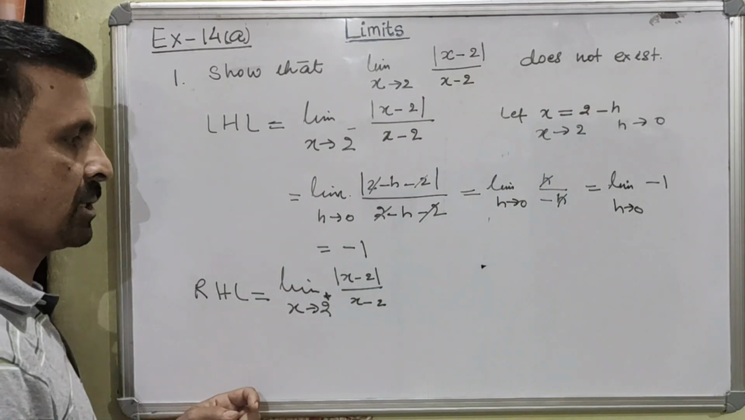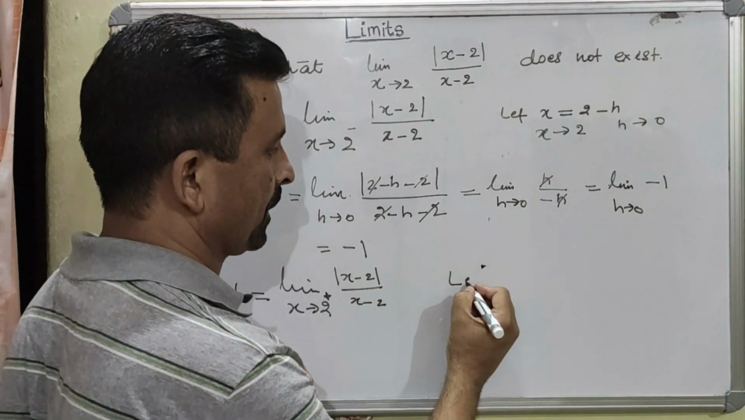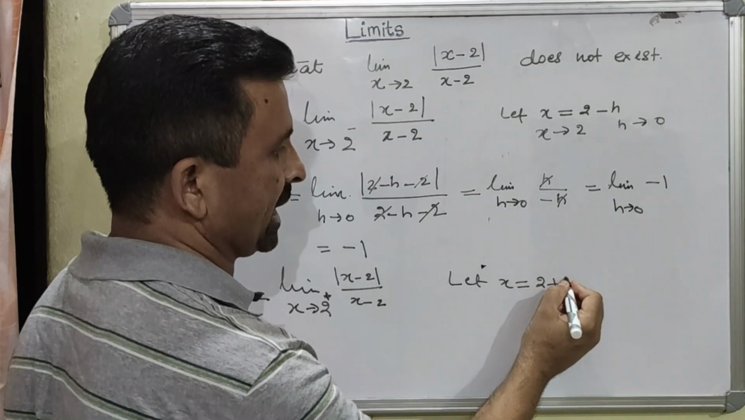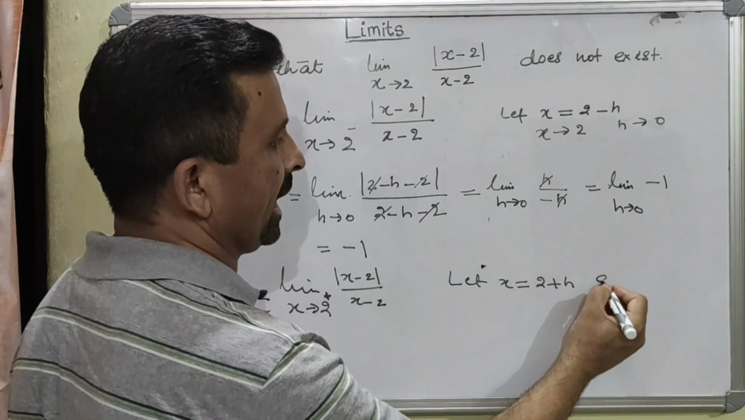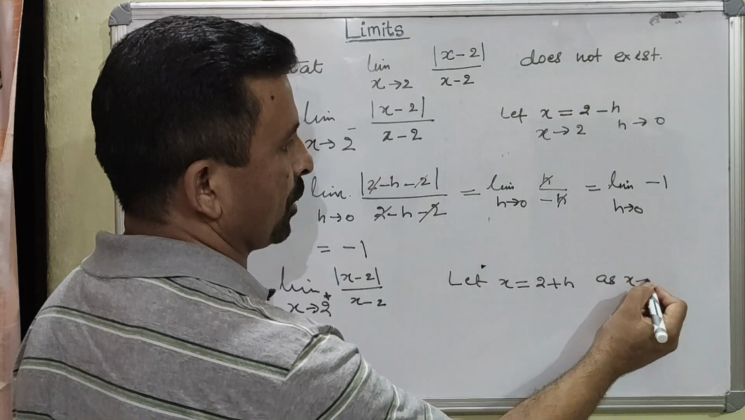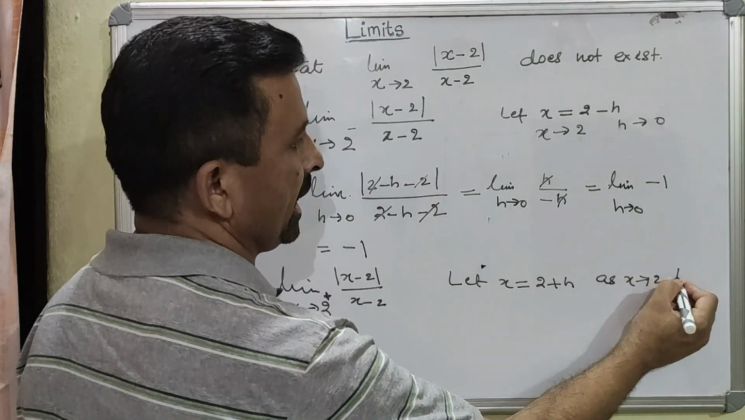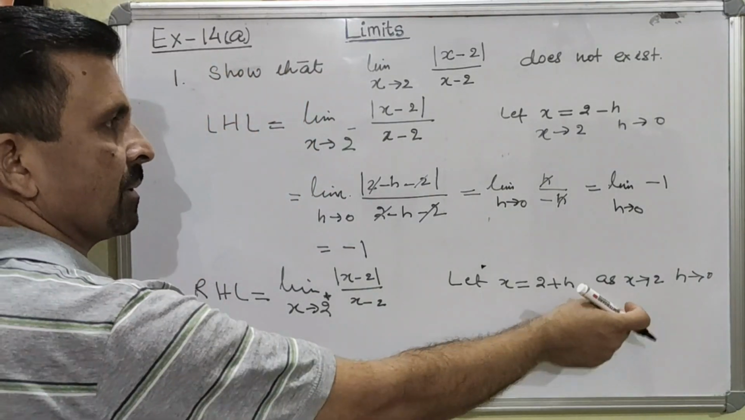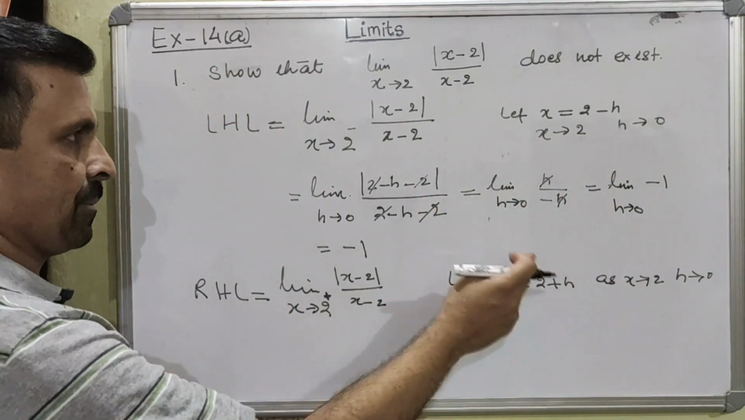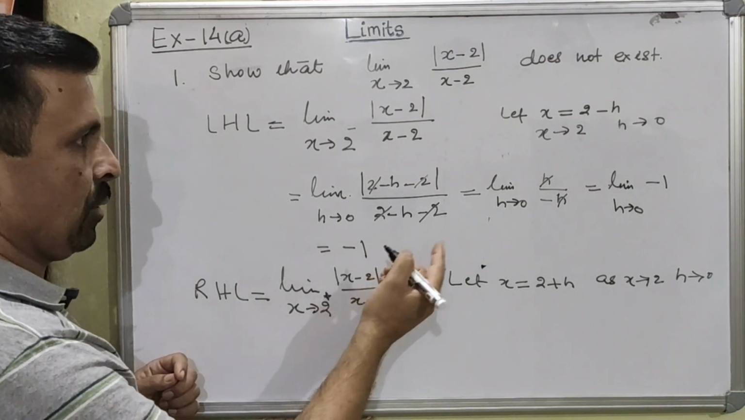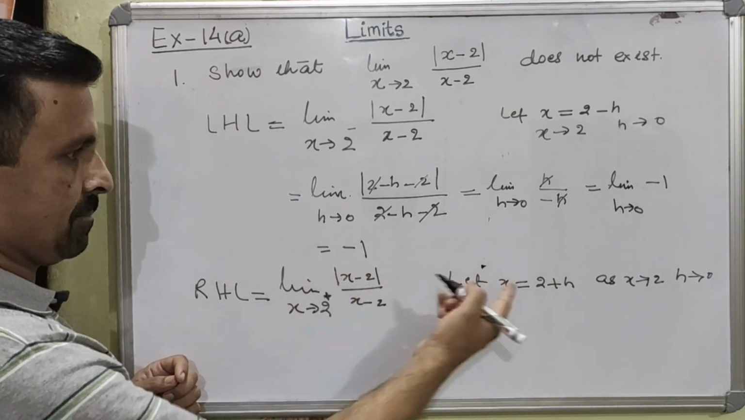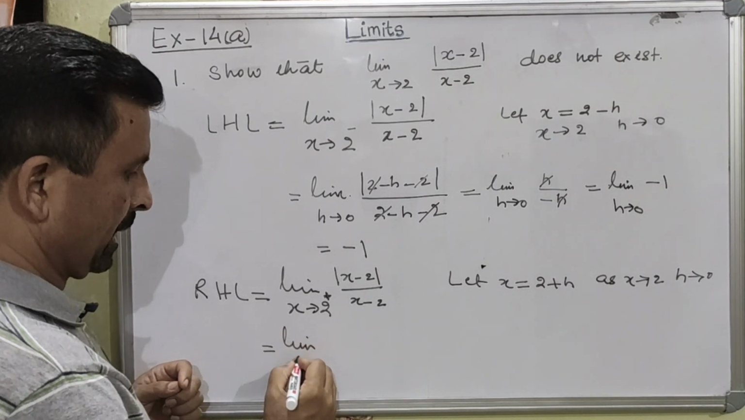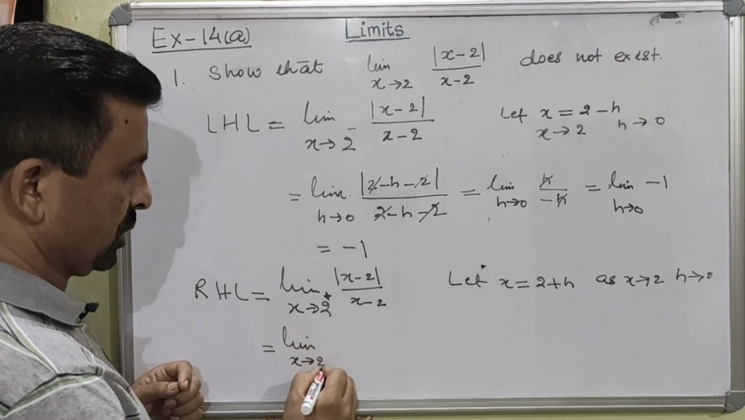Once again we will assume in the same way. Let x be equal to 2 plus h now. And we will say, as x approaches 2, h is approaching 0. Is this okay? This step will be the same in all the questions. Now we can replace the value of x by 2 plus h.